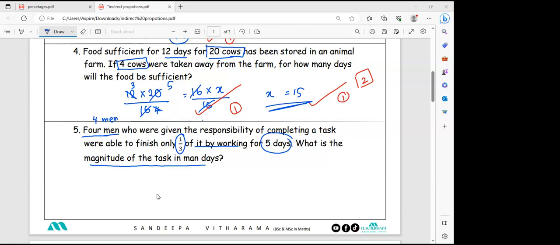Yes. So 20 into 3 equals to magnitude, that is 60 man days. Yes, very good. That means by multiplying 4 times 5, it gives the 1/3 of the work. Okay, then you can equate that actually 1/3 of work is equals to the 4 times 5 equals 20 man days, no? Then to find the magnitude of work, now this is equals to 1/3, no?